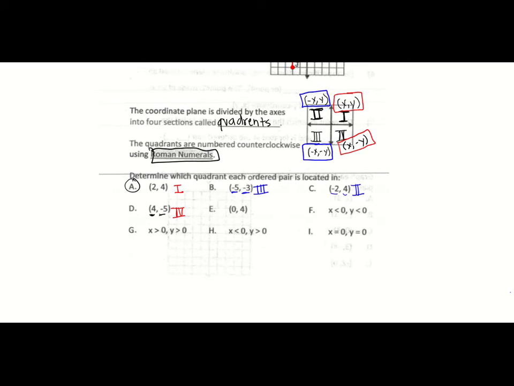Here for E, I have a 0 and a 4. If my x is 0, that means I'm not moving left or right. I'm going to stay right in the middle, and then I'm going to go up 4. So if I go up 4, I'm going to be on this axis right here. And that axis is going to be my y-axis.